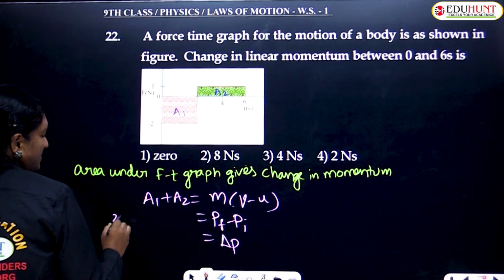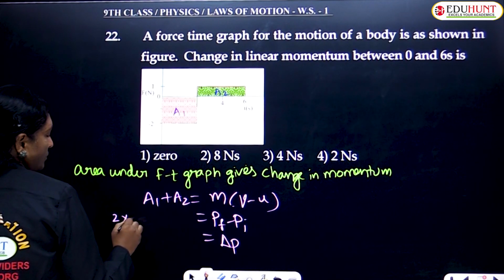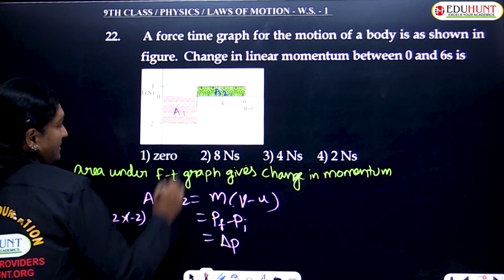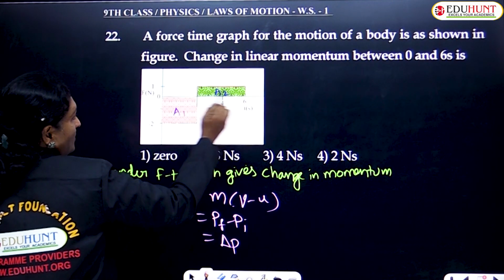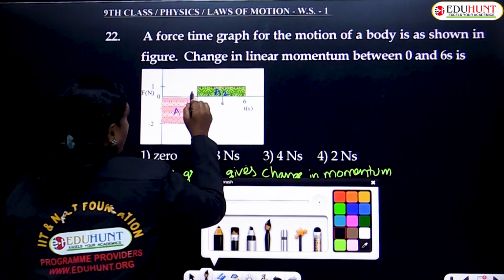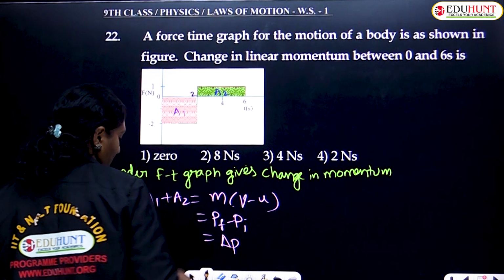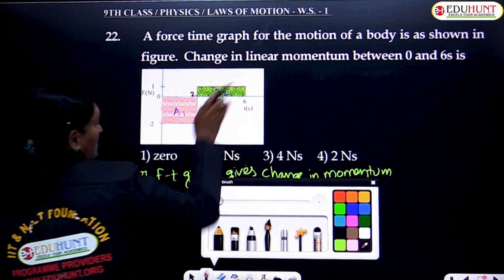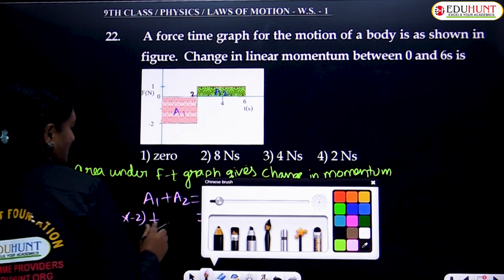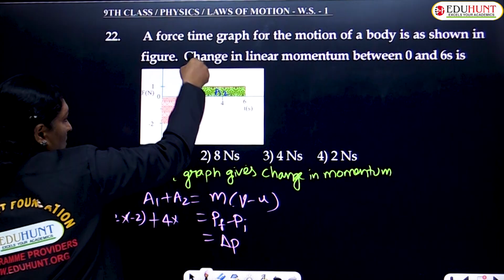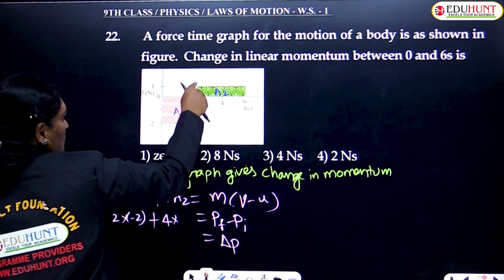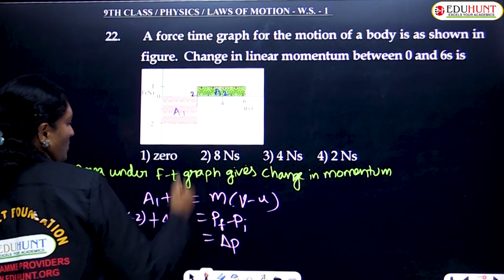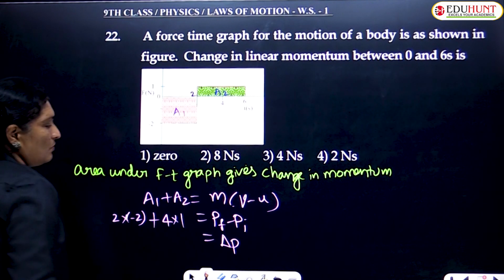Area of the portion, length into breadth, 2 into minus 2, plus area 2, which is from here to here. Here it is 2 and here 6. From 2 to 6, how much is that, children? Time 2 to 6, what is the time interval? 6 minus 2, that is 4, into height, which is in force newtons. How much newtons? 1 Newton.